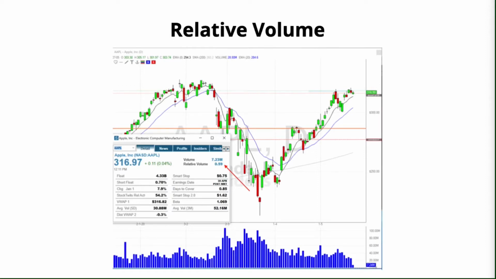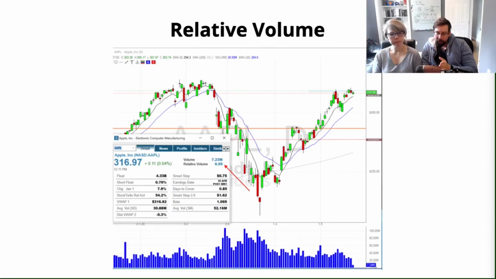If you're looking at Apple at noon, and say this chart was taken at noon, each of these is a daily candle, and right now it's doing 0.59 relative volume. That means that right now at noon, if we compare all the other days at noon, it's doing about 60% of its normal volume. So you would consider this a very light volume day. The amount of shares matter for liquidity. Well, the change in volume matters for actual trading.